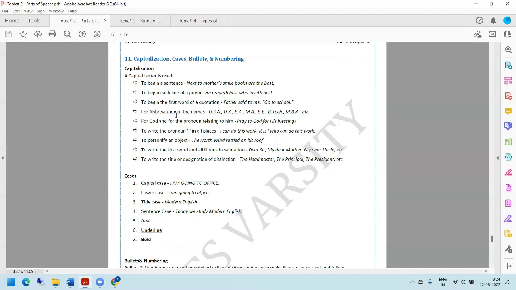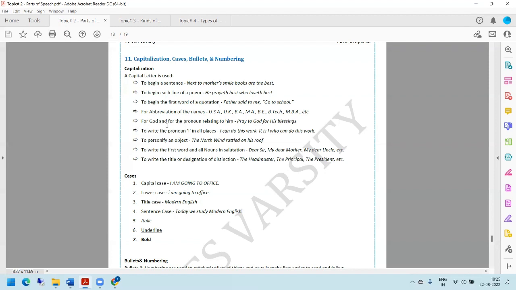Then the abbreviations of the name, that is short forms of the name, like United States of America. The short form of United States of America is USA. Similarly, United Kingdom, UK. Bachelor of Engineering, so BE. B should be capital, E should also be capital, because it shows a short form. Similarly, MBA, Masters in Business Administration. So the short forms should be with capital, right?